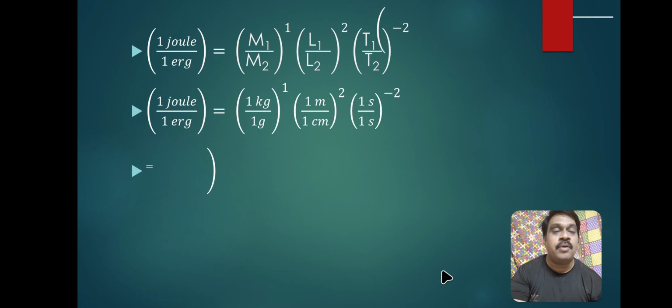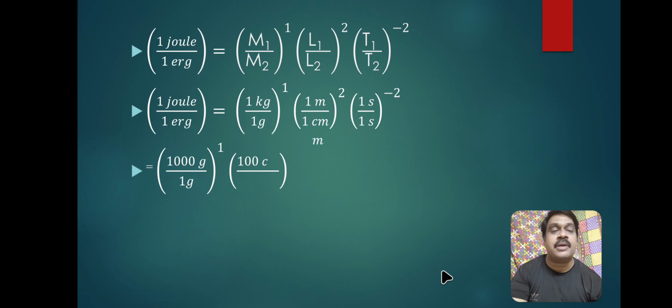Now we are going to find the substitution. See here, how many grams is equal to 1 kilogram? It is 1000 grams. So 1000 gram by 1 gram whole power 1. How many centimeters is equal to 1 meter? It is 100 centimeters. So 100 centimeter by 1 centimeter, whole square. The 1 second by 1 second gets cancelled, so we need not worry about the time term.